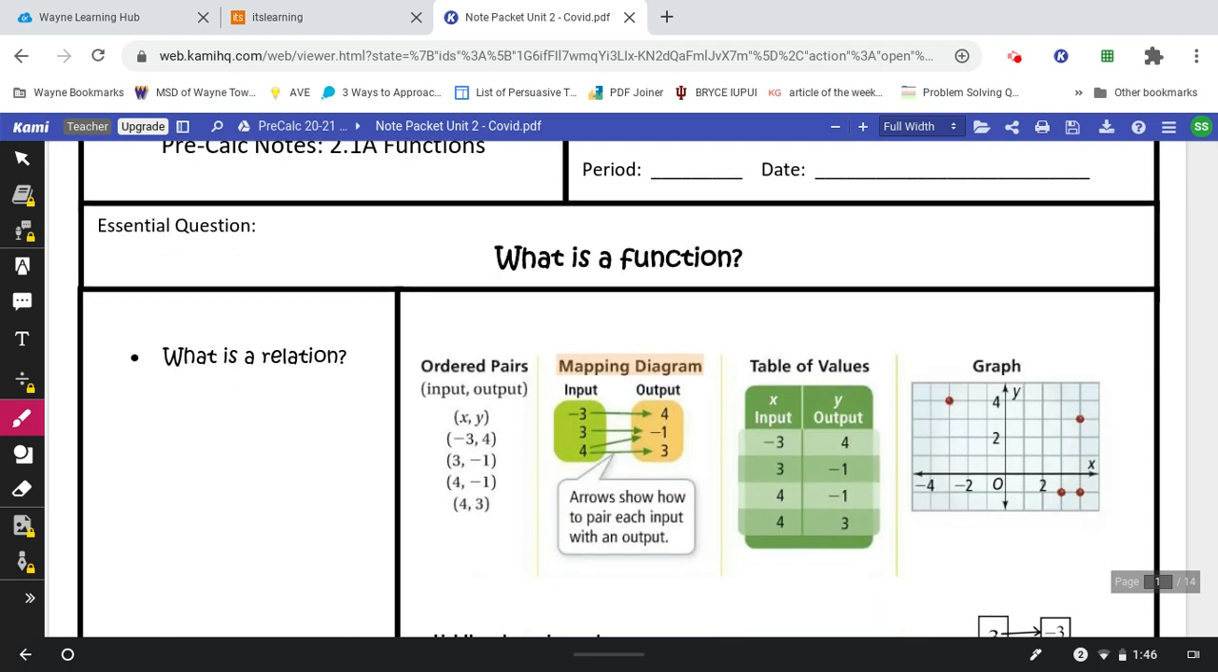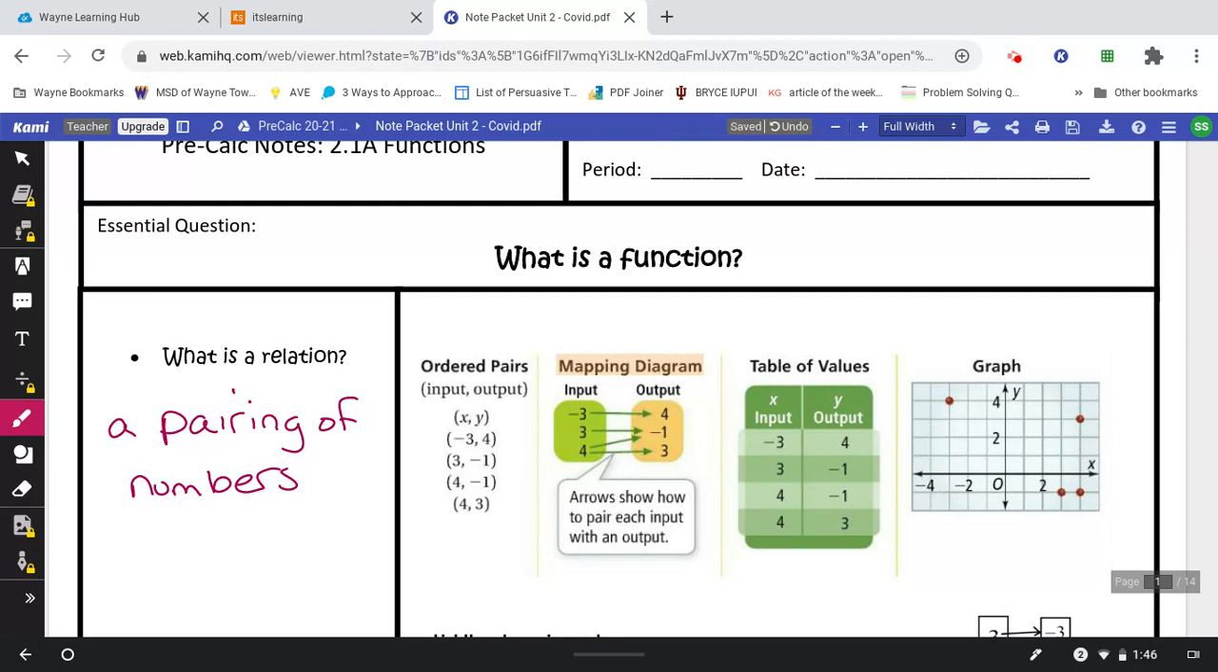A relation is just a pairing of numbers. Just two numbers paired together. In math, we have 4 different ways that we express relations. So all of these you've probably seen before.